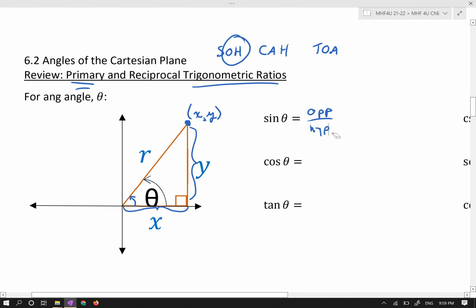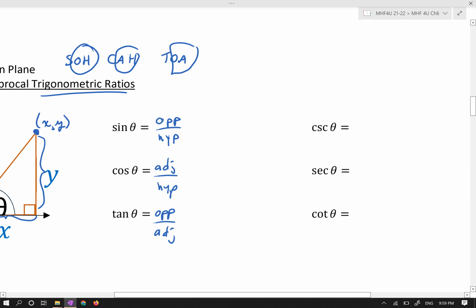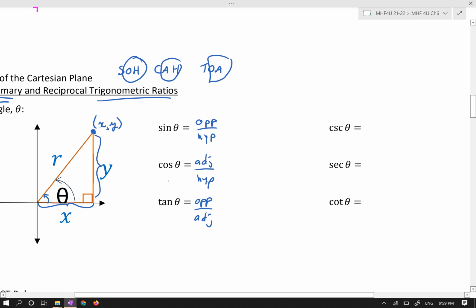Great, this is review. You started learning this in grade 9. You're using it again in grade 12. Fantastic. All right, our cosine is equal to the adjacent side over the hypotenuse. That's what the A and H stand for. Leaving us with our tangent of theta, which is equal to the opposite side over the adjacent side. Now we can take this a little bit further. Those are our primary trig ratios.